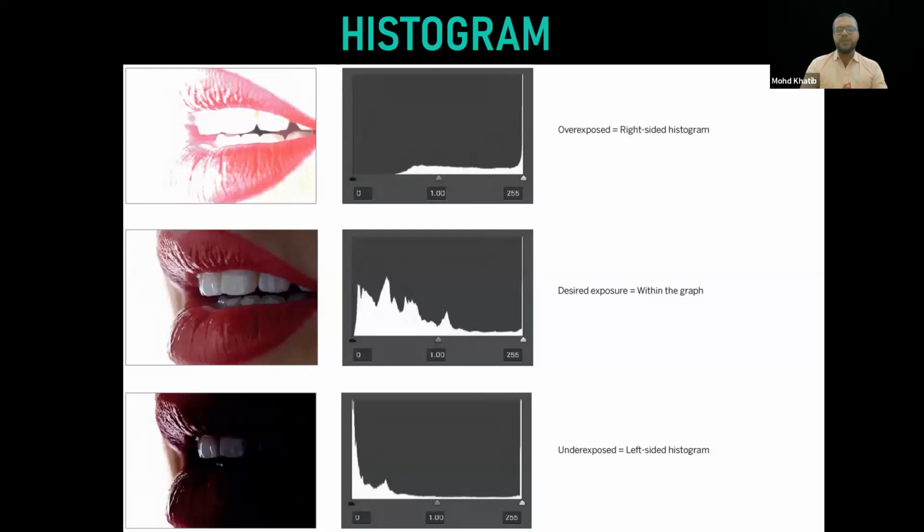Now, histogram. A histogram is a graphical representation of the photograph. This can be seen in Pro mode. If your histogram is towards the right, that means your picture is overexposed. If it is toward the left, that means it is underexposed. So it should be at the center. If you are unable to see it in your smartphone, just click the photograph and open Adobe Lightroom. In that, the histogram will be visible.